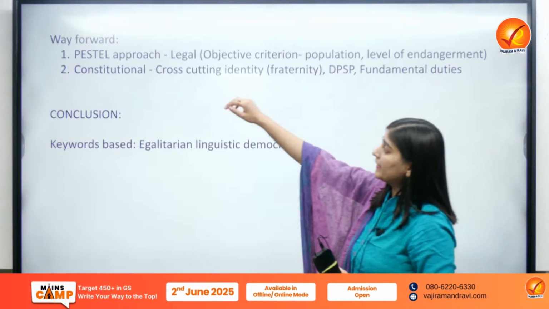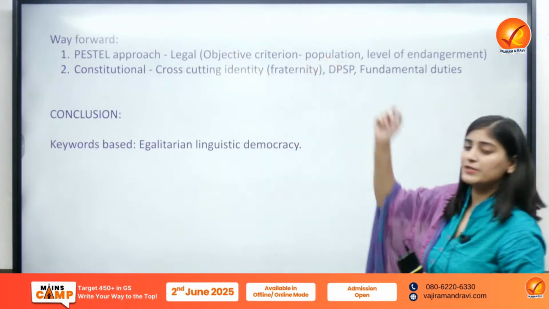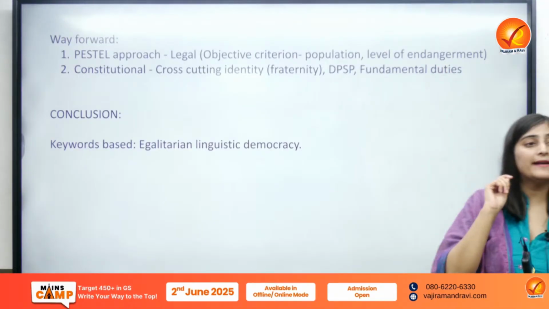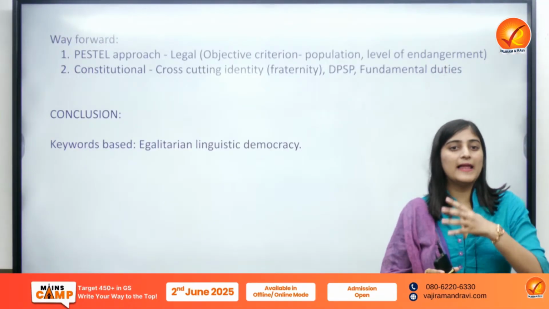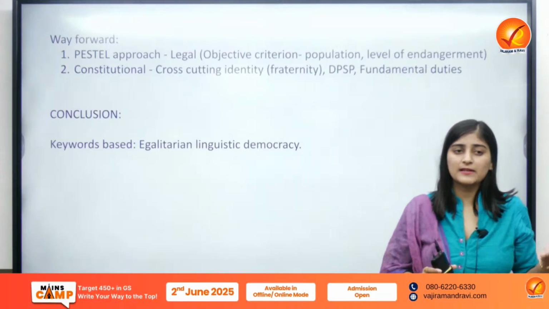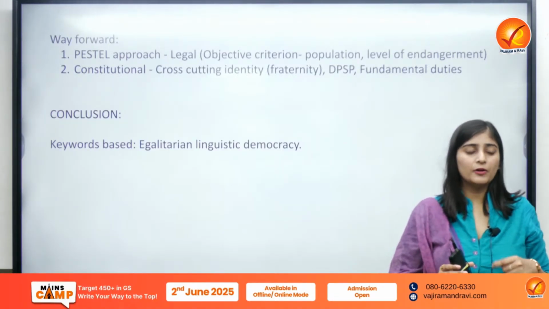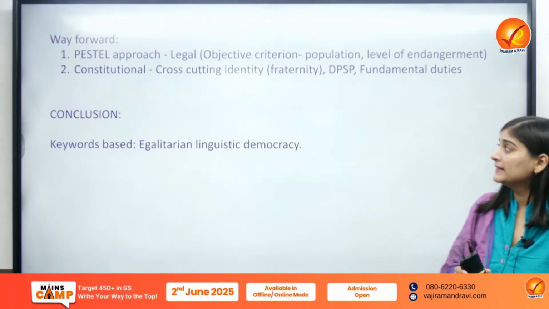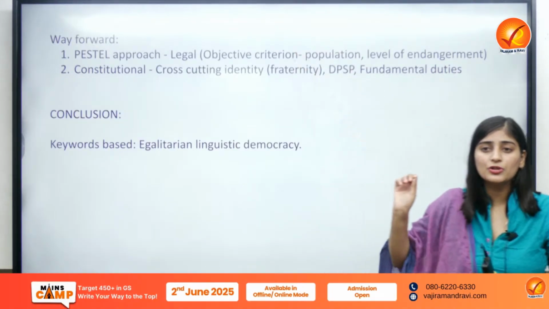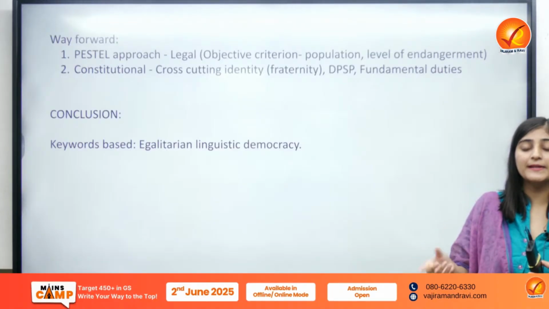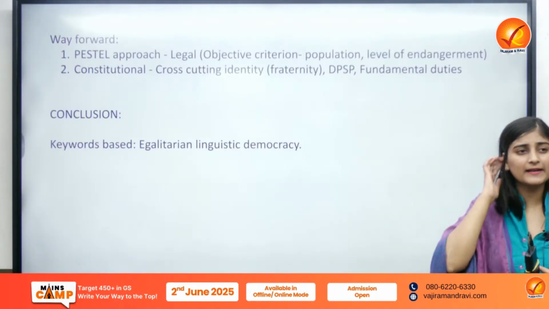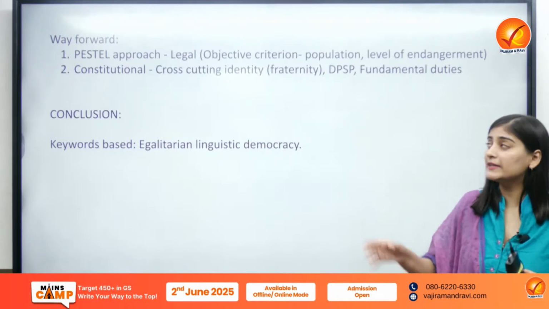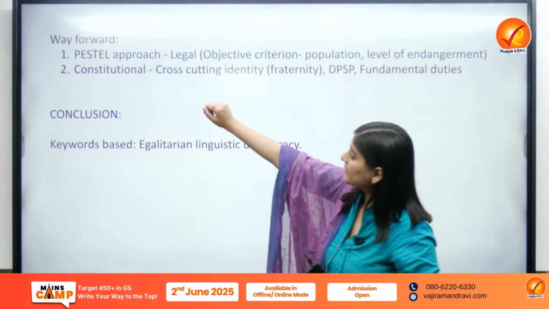Lastly, way forward. Again, legal: you can have an objective criteria. How many speakers are there of this language, the population, the level of endangerment this language faces. Is it recognized as a classical language or not? Are there enough courses, are they being taught in schools or not? These objective criteria can be used to show the level of endangerment, and then it can be included. I think there are some criteria, but they need to be more objective and more awareness needs to be created about them. Secondly, constitutional.